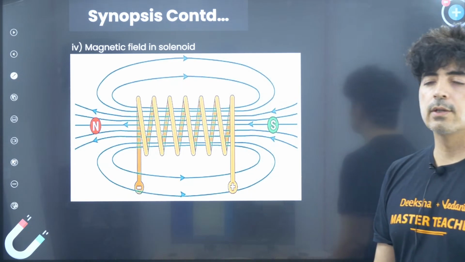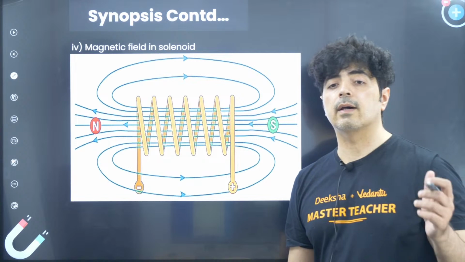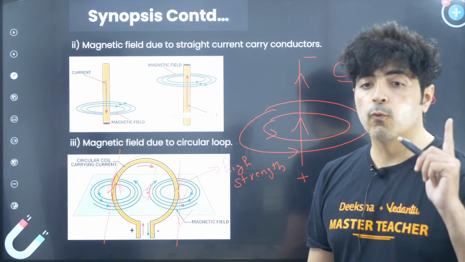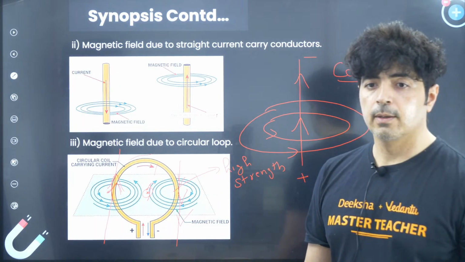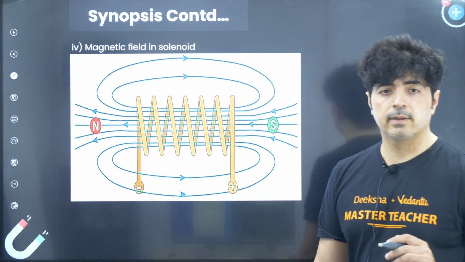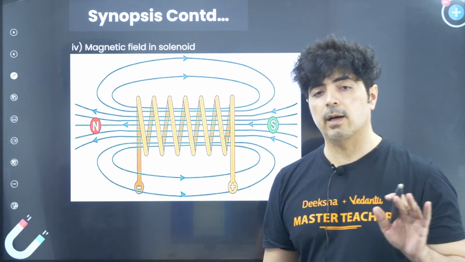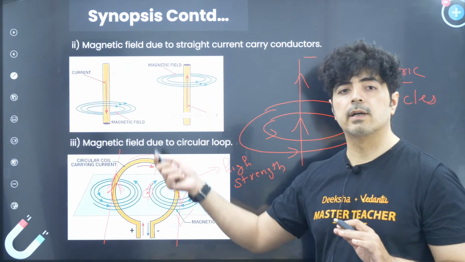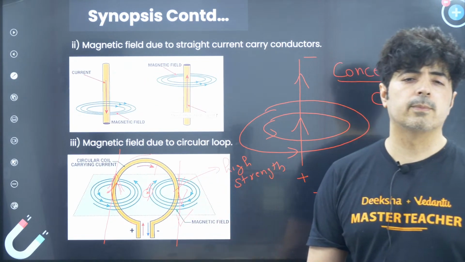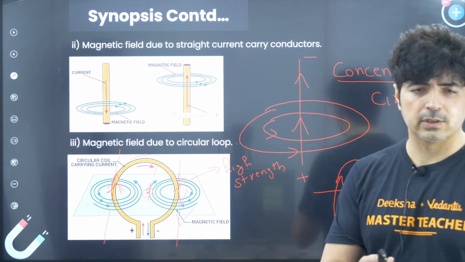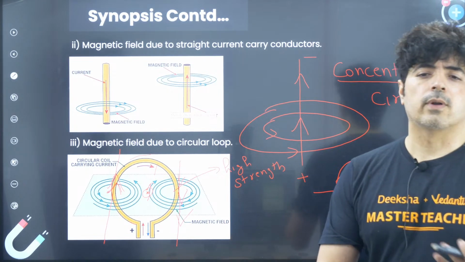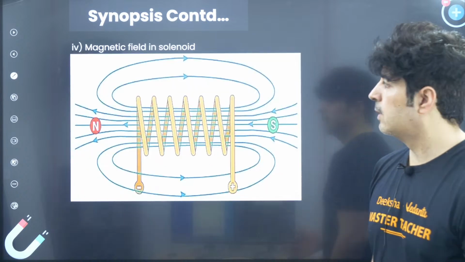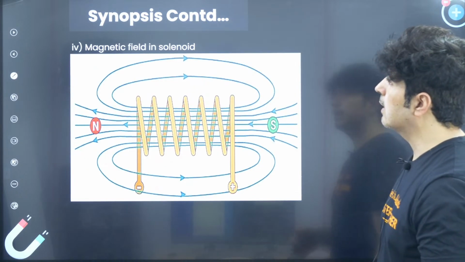The next one is solenoid. As I said, these three are very important. One of them will come in exam. Most likely it is solenoid, because solenoid is the most important among all three. The second most important is circular loop, third is this. But all three are equally important and easy also. If you watch this video, you might have already learned this for sure. Now, magnetic field in solenoid.